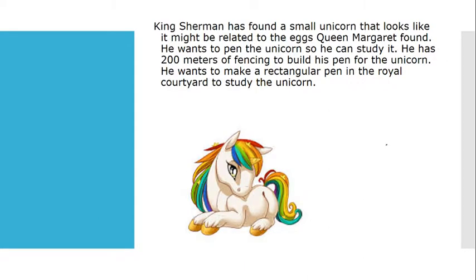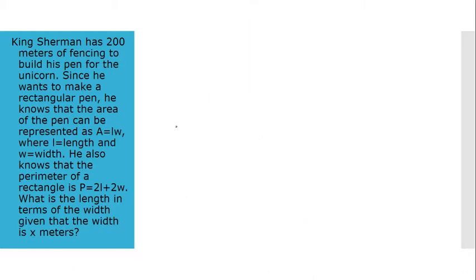King Sherman has found a small unicorn that looks like it might be related to the eggs Queen Margaret found. He wants to pen the unicorn so he can study it. He has 200 meters of fencing to build his pen. He wants to make a rectangular pen in the royal courtyard to study the unicorn.